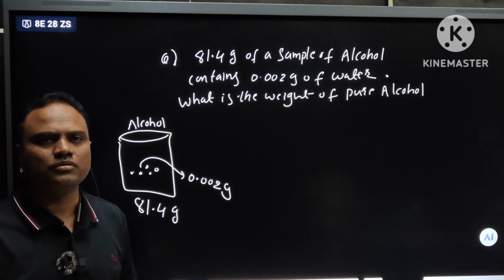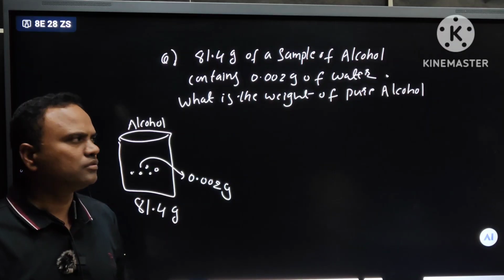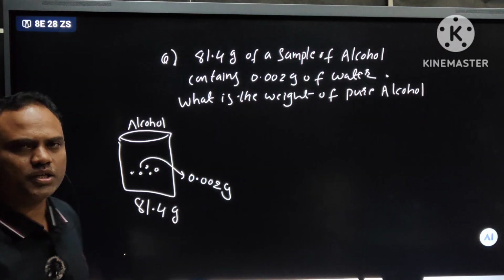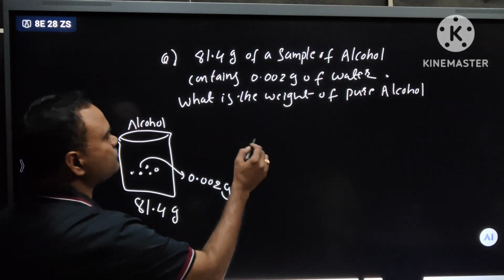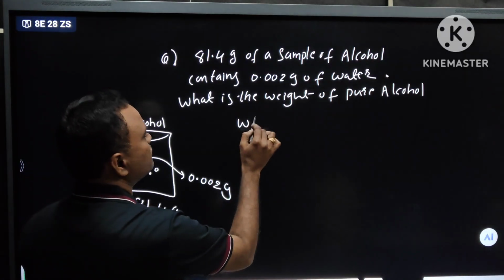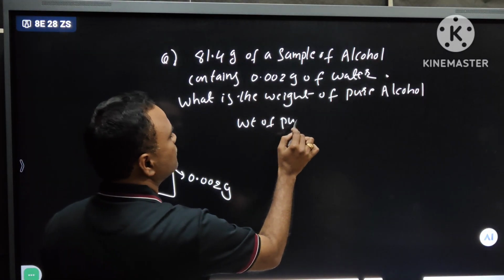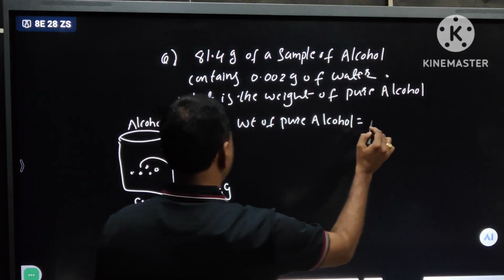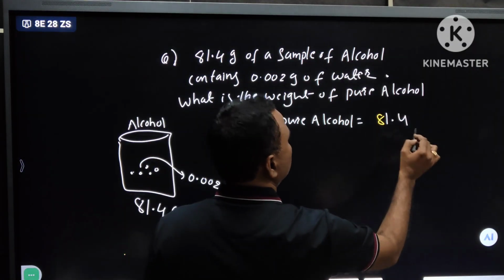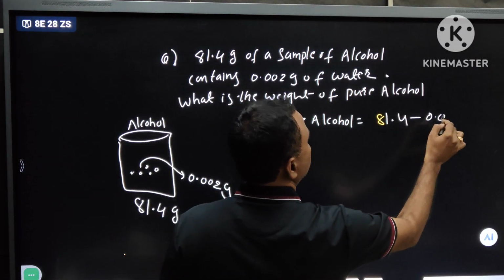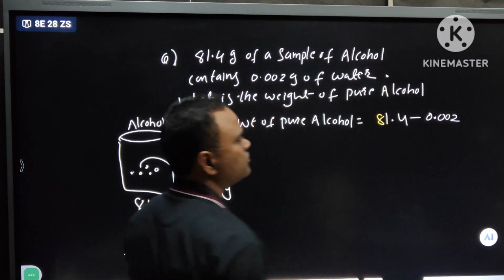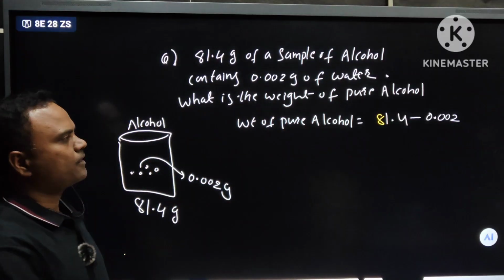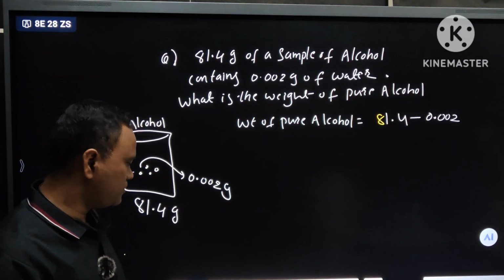Yes, tell me. Hello? Let us see. Weight of pure alcohol. See the solution. 81.4 minus 0.002. Can you say this? Can you say this value exactly?